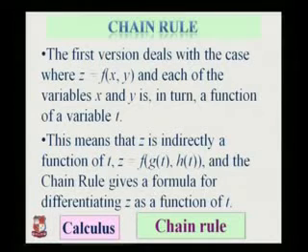So we can write z is equal to f, in the place of x we can write g of t, in the place of y we can write h of t. And the chain rule gives a formula for differentiating z as a function of t. So z is indirectly a function of t.